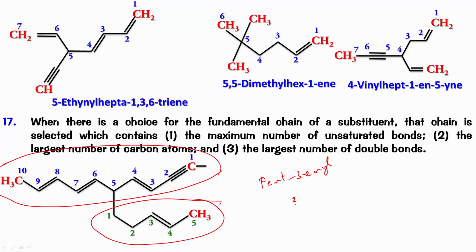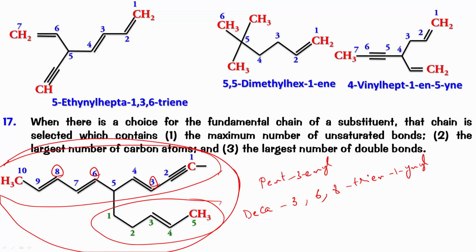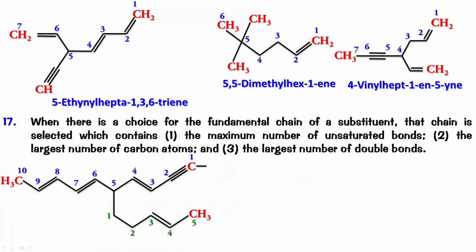And this entire thing, this fundamental chain of the branch, is 3, 6, 8, and this is deca. So this is triene. Okay, so it is deca-3,6,8-trien-1-yl, because this entire thing is a branch. The whole thing is a substituent. So it is named like this.